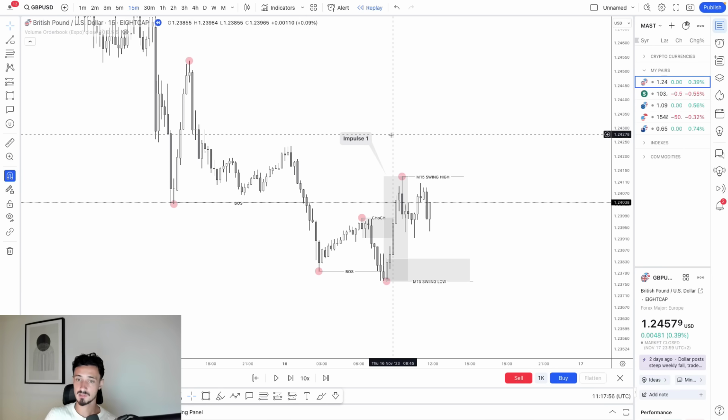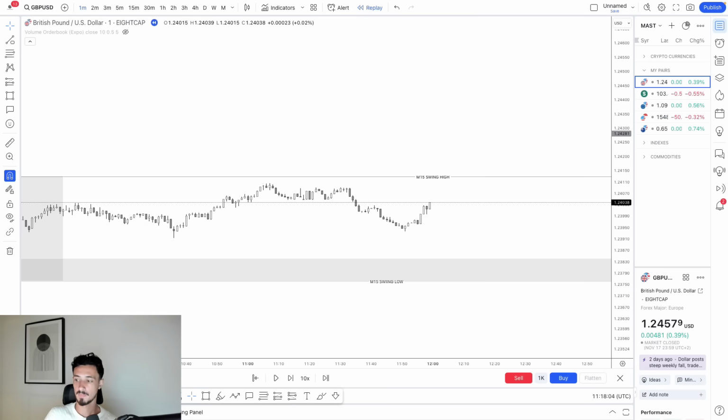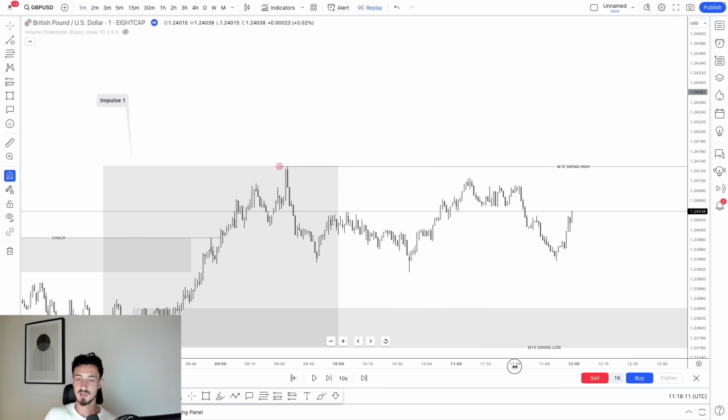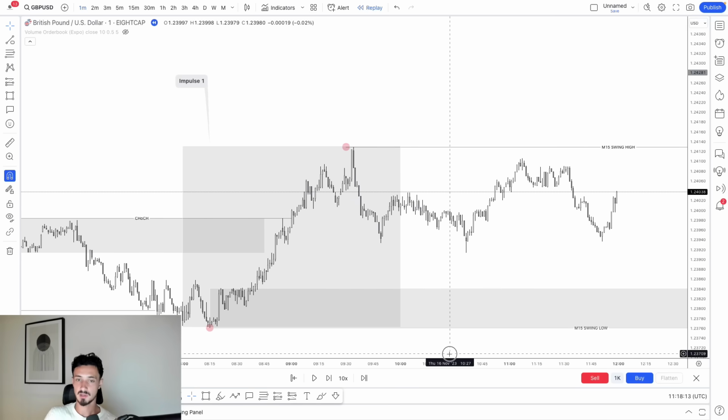So we have our demand zone. So we have our impulse. Now we need phase two. Phase two is the correction. That is the pullback into this area of price. So as we drop down to the 1 minute time frame, I need to identify the market structure.